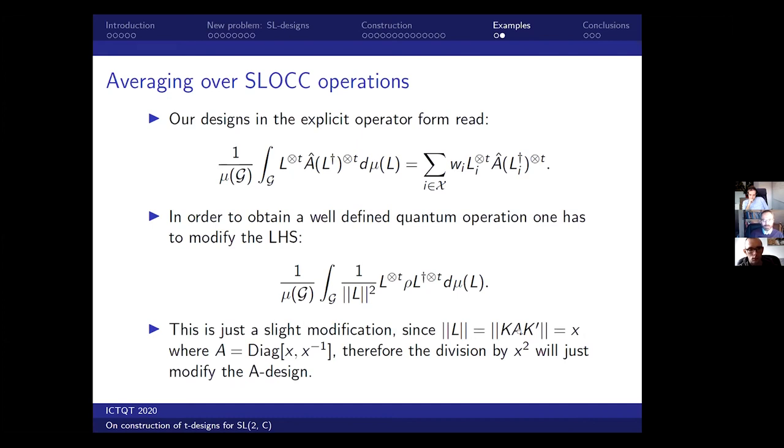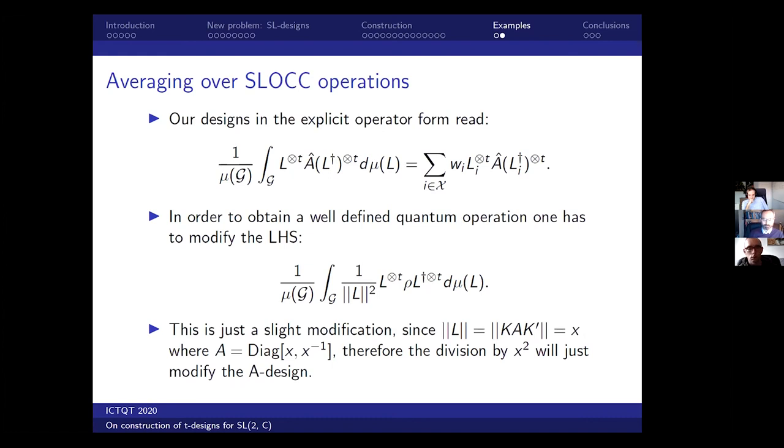This is not a problem because the matrix norm of this element, when we look at it from the point of view of the KAK decomposition, which is a singular value decomposition, is just the highest singular value. So this norm is just the X from this non-compact part A of the matrix L with respect to the KAK decomposition. Therefore, this normalized averaging would differ from the general one only by division by this factor X squared, which will just modify the design for the non-compact part.